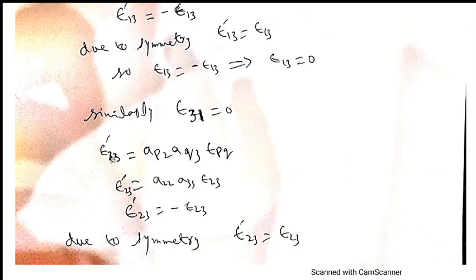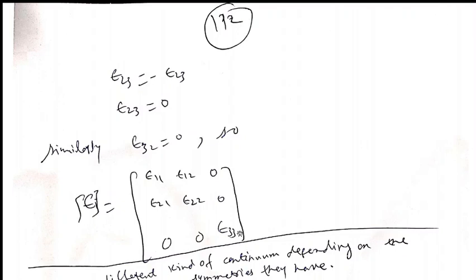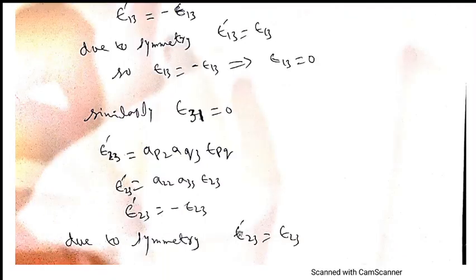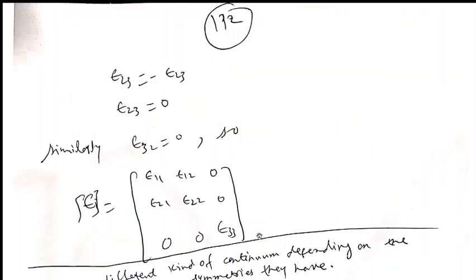Let us check epsilon 23, it will also give you 0. You can check from here. This is plus 1, this is minus 1, so epsilon dash 23 equals to minus epsilon 23. Epsilon dash 23 equals to epsilon 23, this is from symmetry, and this is epsilon 23 equals to minus epsilon 23. So epsilon 23 equals 0. Similarly, epsilon 32 equals 0.